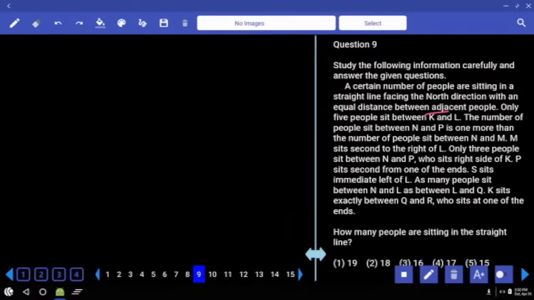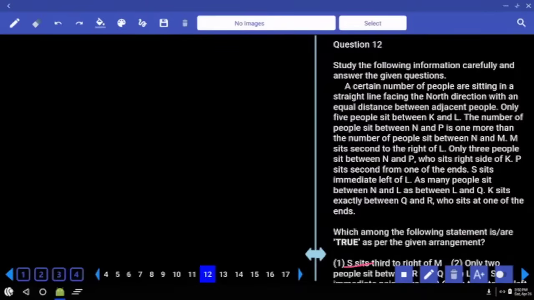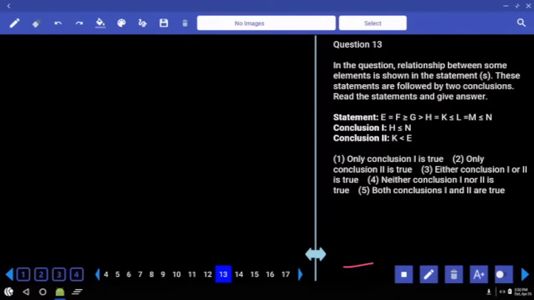Then 9 onwards, certain number of persons in a row and sitting in a straight line facing north. First or the second priority? Second priority. Clear? That goes to the number 17, 18, 19 and so on. Hence question number 9 to 12 are second priority.